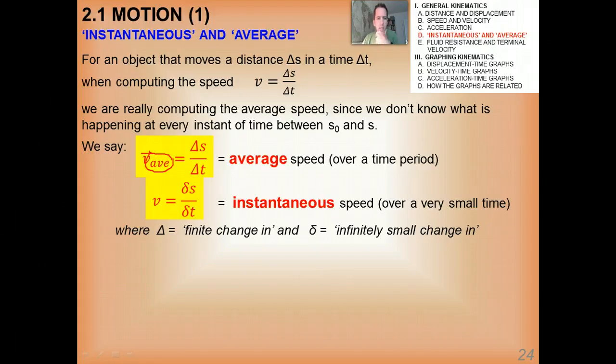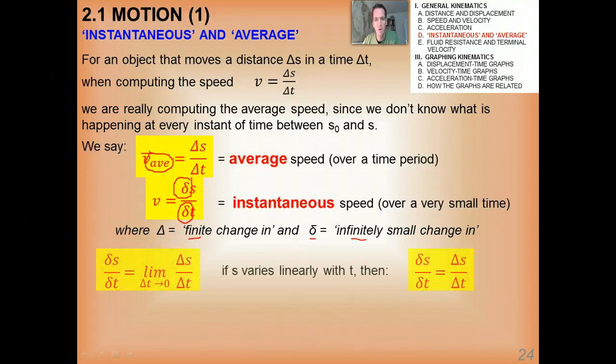Okay? Generally, in calculus, when we're talking about instantaneous speed, instead of using uppercase delta, we use lowercase delta. That's this funky looking d right here. And what that lowercase delta means is that these intervals, delta s and delta t, are infinitesimally small, or infinitely small, but they're not 0. Okay, so big delta is a finite change in, little delta is an infinitely small change in.